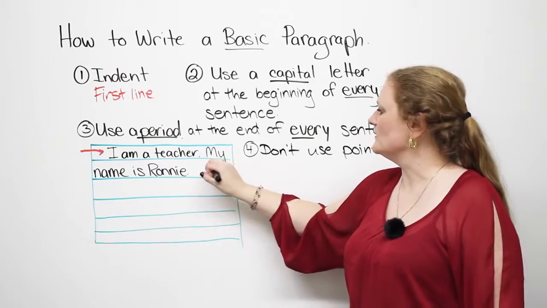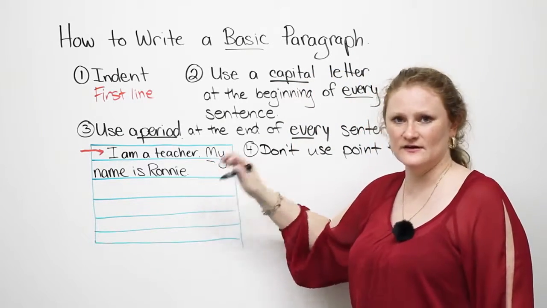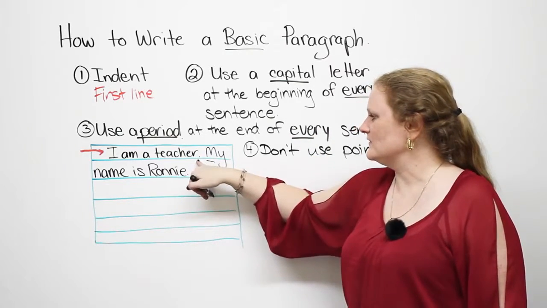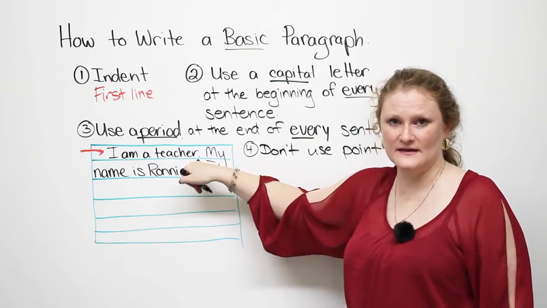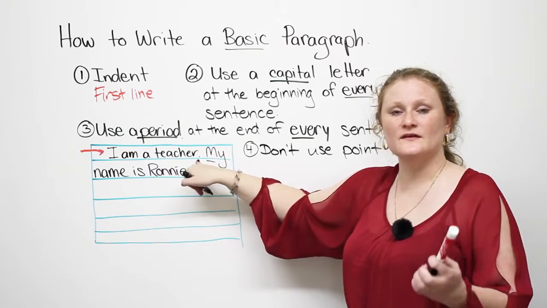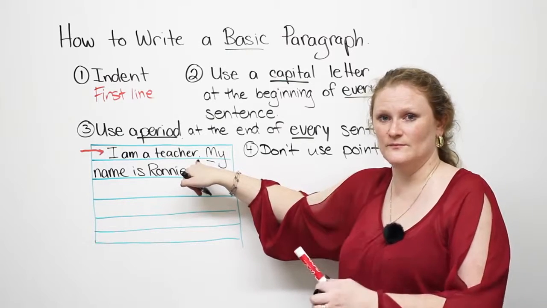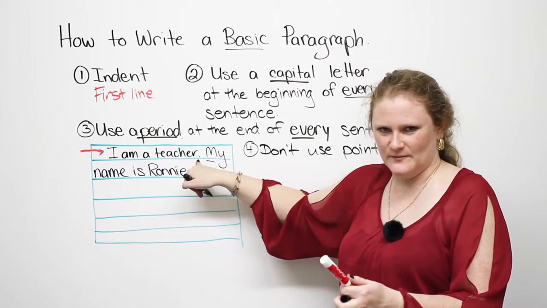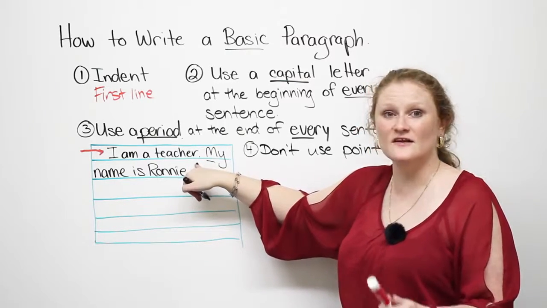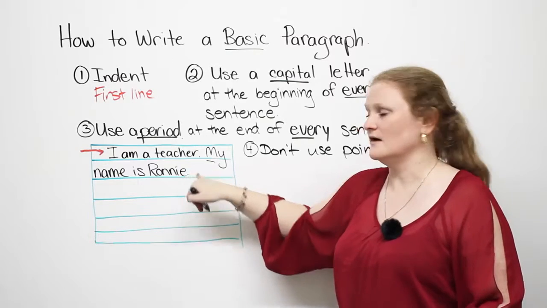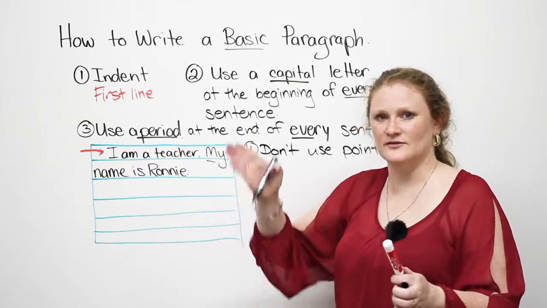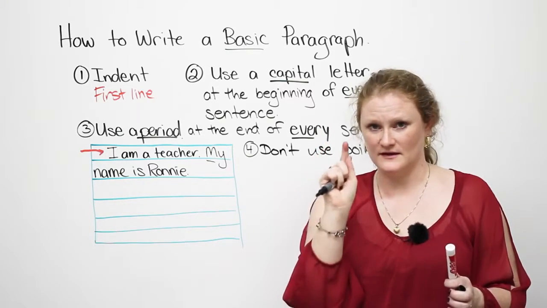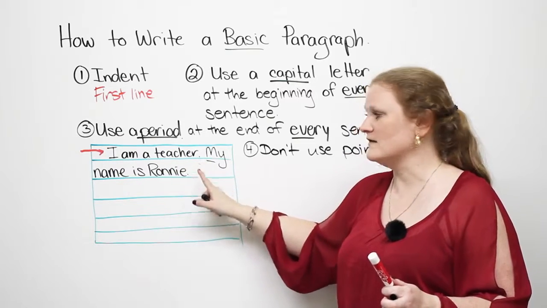Rule number 2, you have to use a capital letter at the beginning of every new sentence. Rule number 3, you're going to use a period at the end of each sentence so that the person reading your beautiful paragraph knows when to stop and take a break. For example, if I did not have a period here, I'd say, I'm a teacher, my name is Ronnie. You need to break up your ideas. So one sentence has one thought and one period. I'm a teacher, my name is Ronnie.